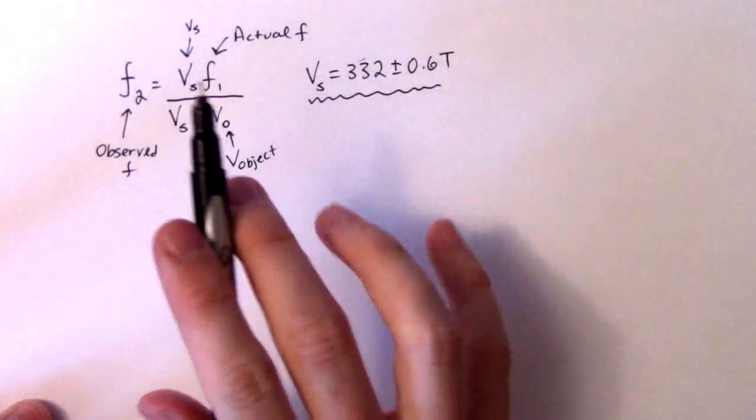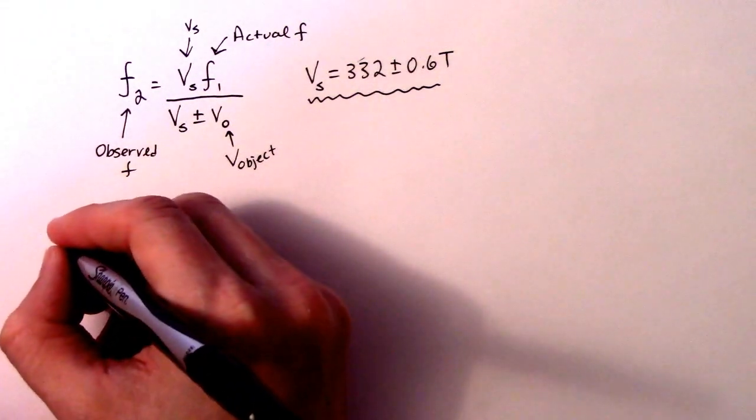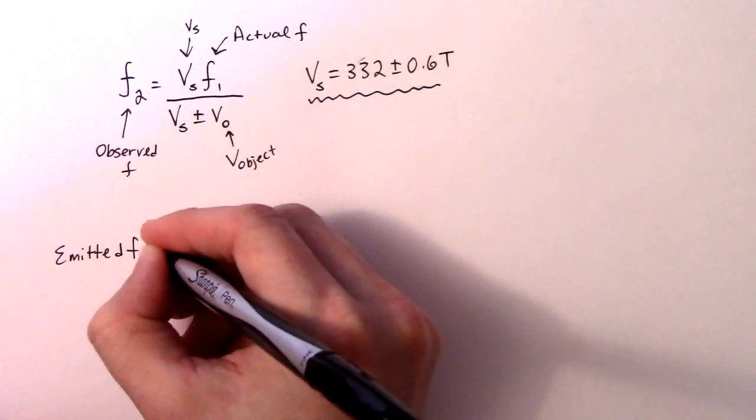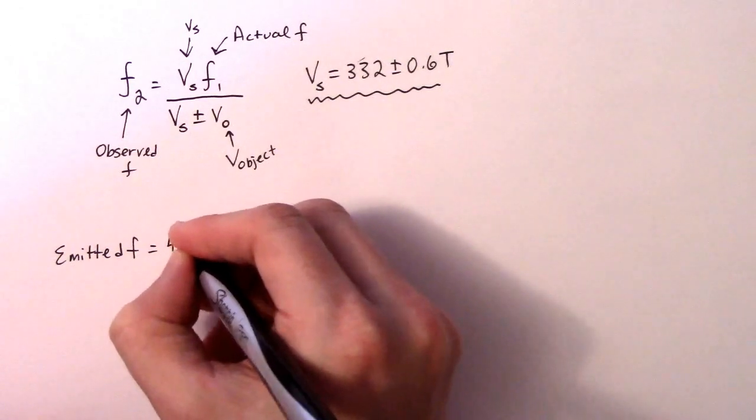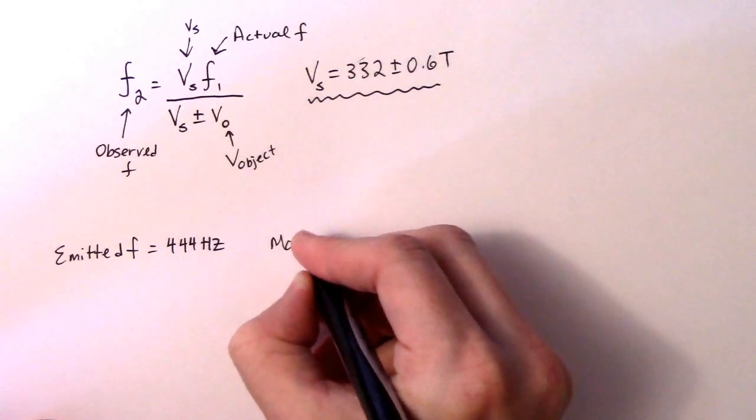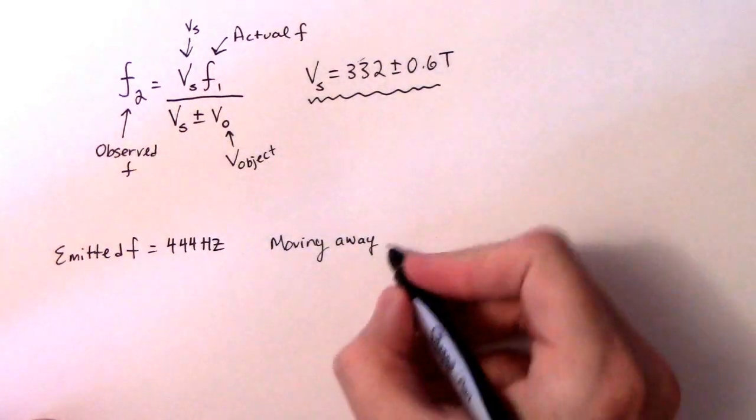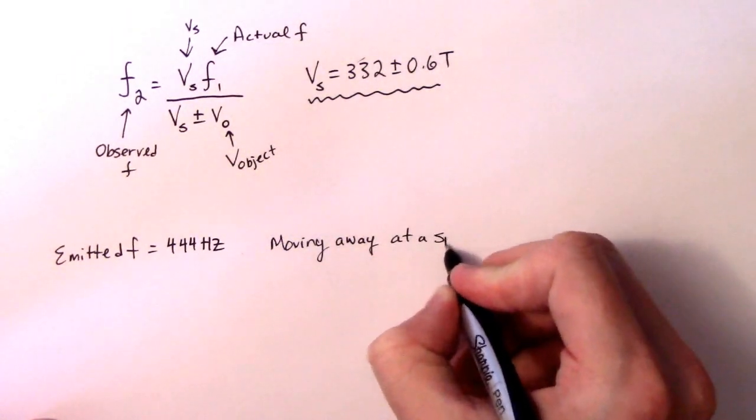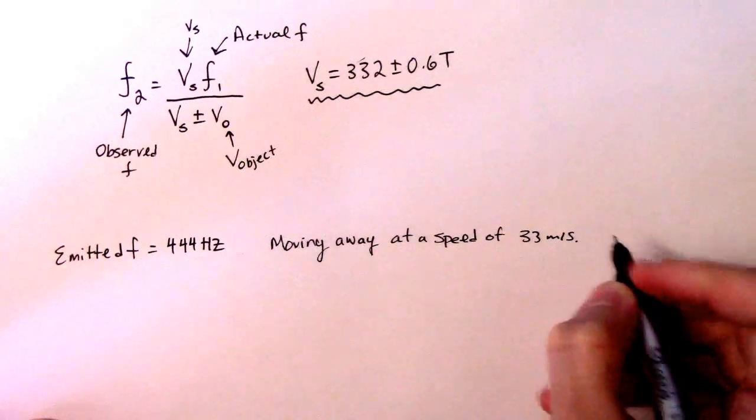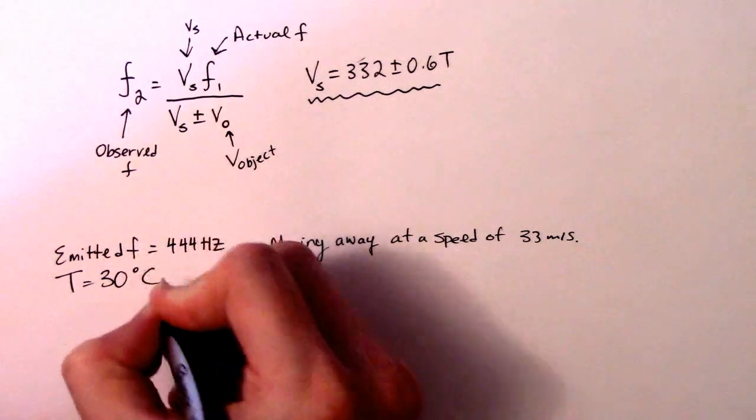So let's just show how this formula works. Let's just say that I have a police car, and its emitted frequency, F emitted, is equal to, let's say, 444 hertz, and it's moving away at a speed of, say, 33 meters per second. And let's say the temp is 30 degrees Celsius.